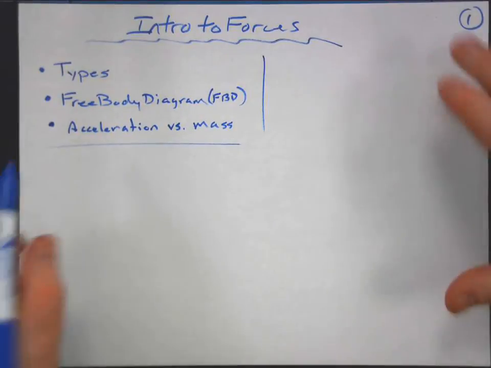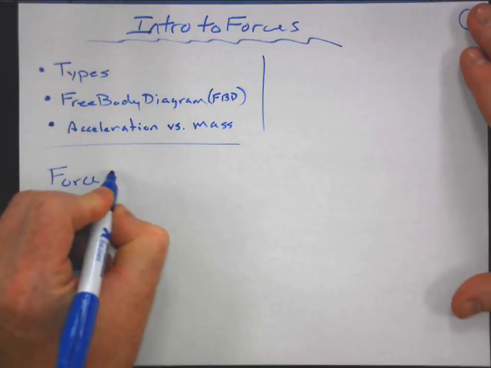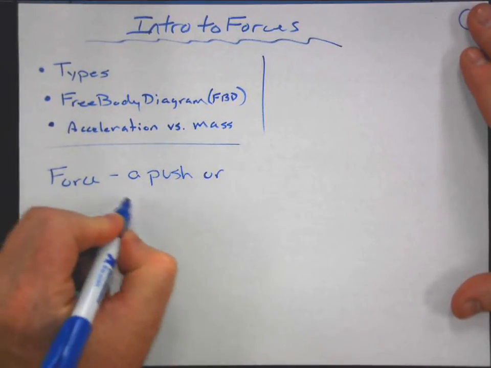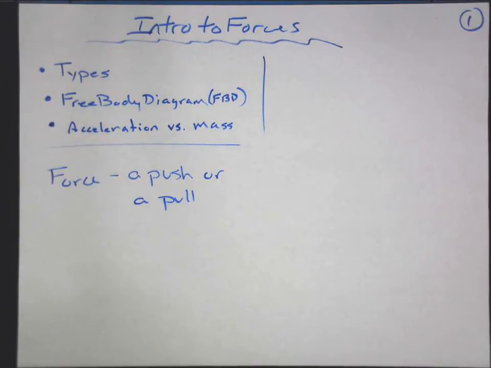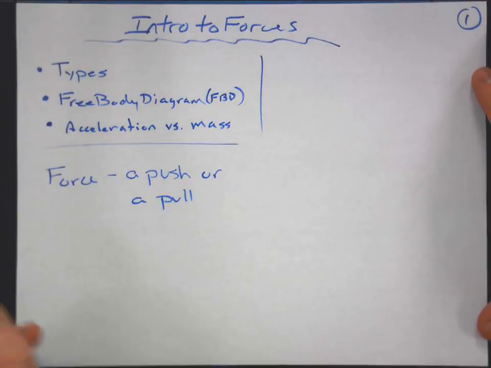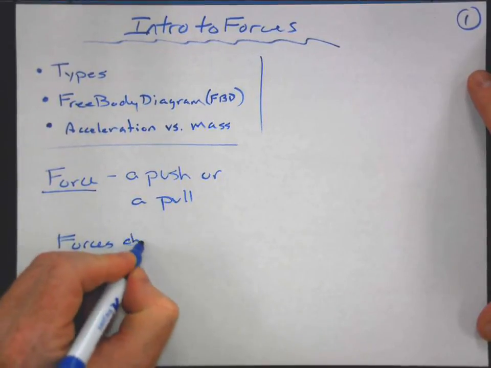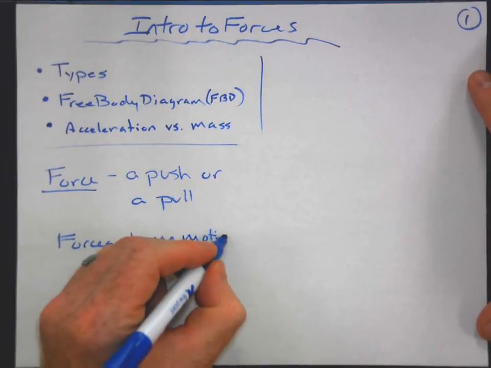So basically, what is a force? A force is real simple. It's a push or a pull. That's it. At its simplest definition. Now, what do we have to know about forces? Well, if you're going to push or pull on something, what you end up doing is changing its motion. So forces change motion. Very important idea.